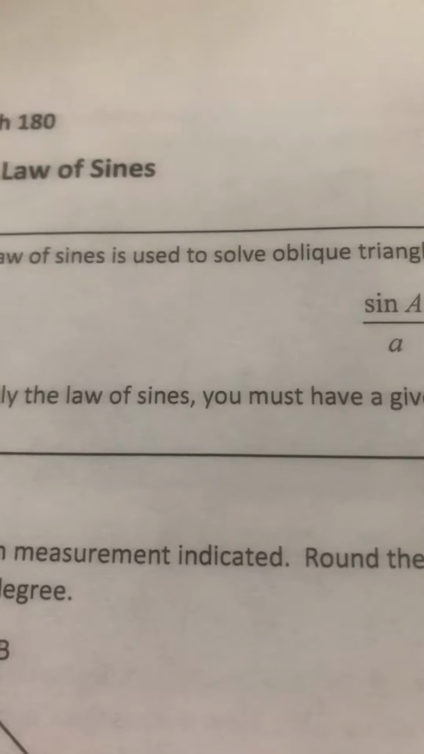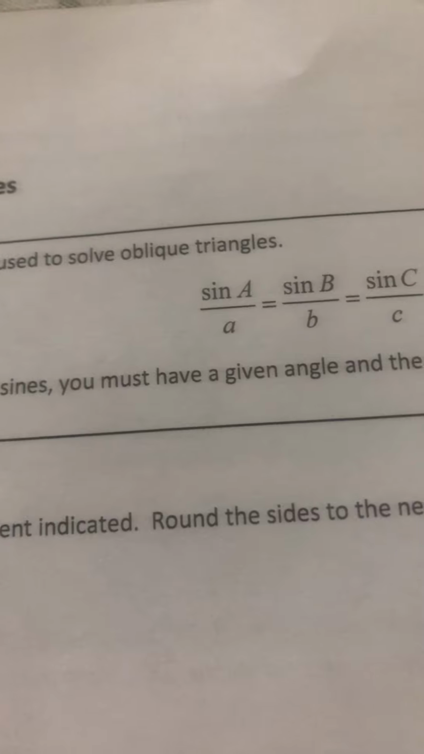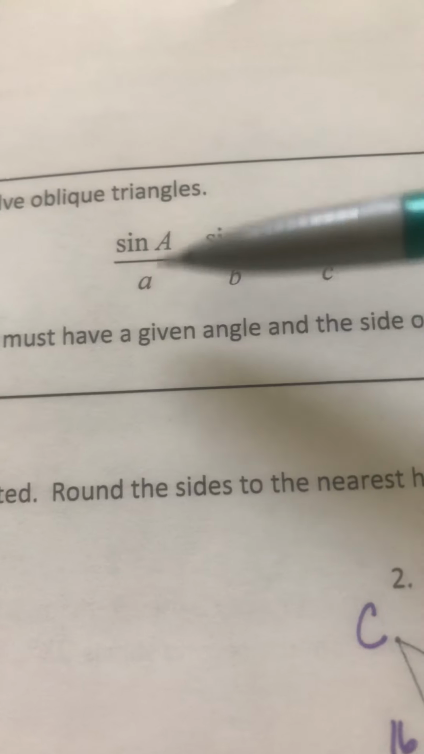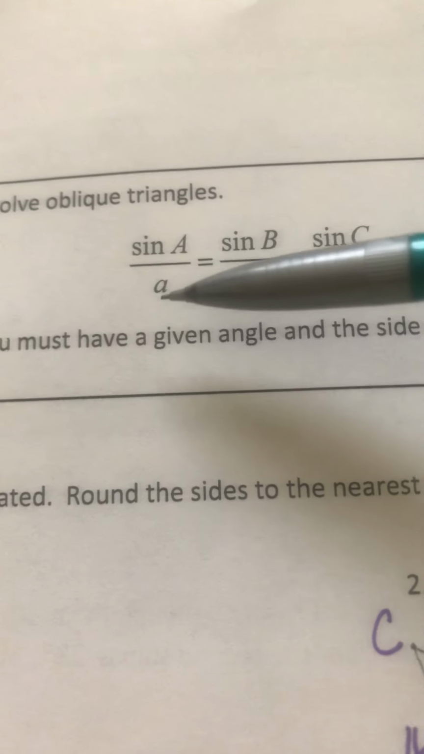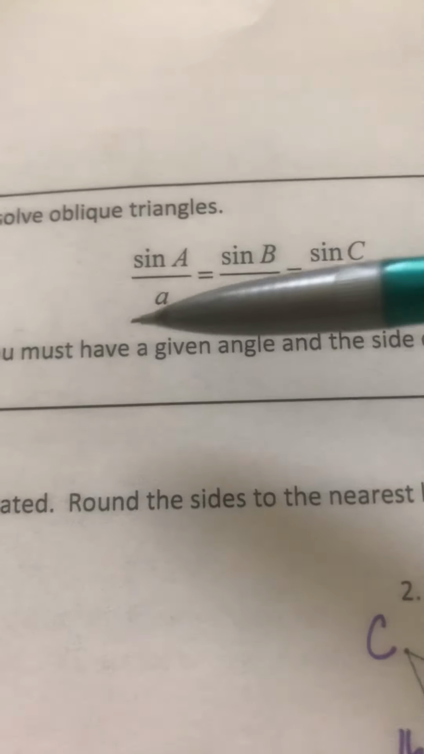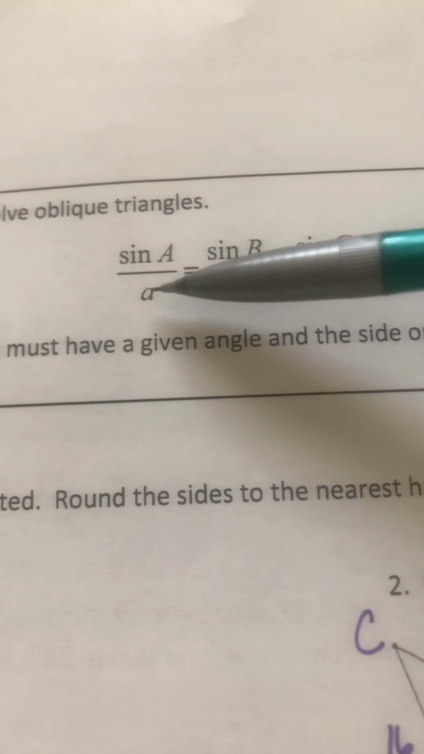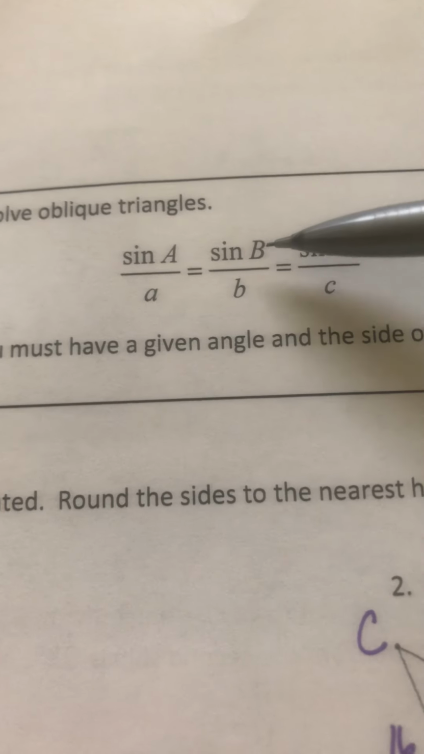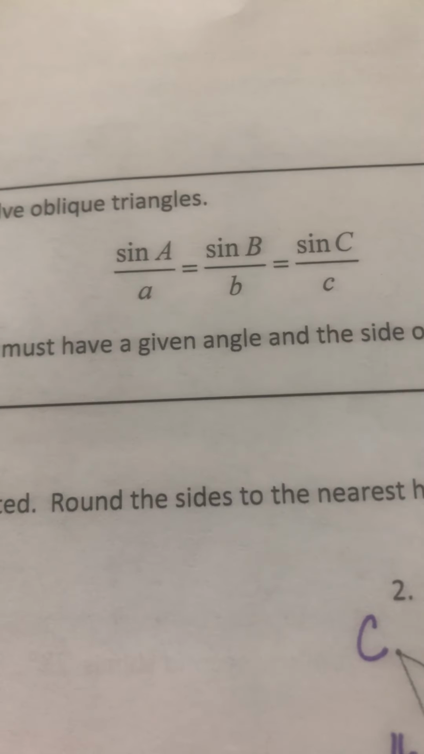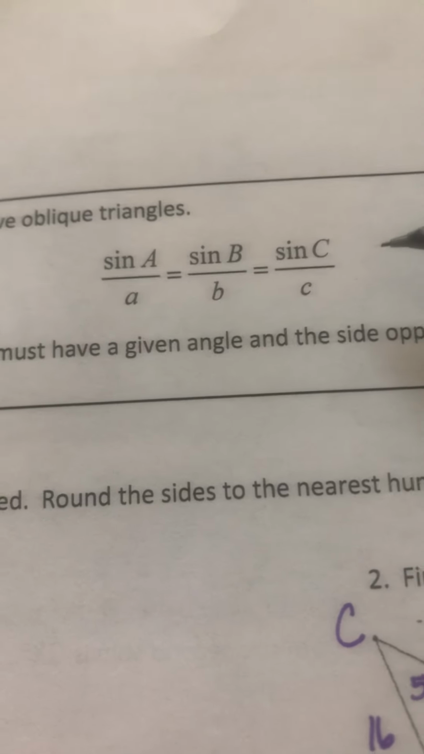So it says here that you can solve oblique triangles. Oblique triangles are any triangle that is not a right triangle. What it says is that the sine of an angle exists in a proportional relationship to the side across from it. When we use this, we typically just use 2 out of 3 parts of it. It's the sine of an angle over the side across from it, equal to the sine of another angle over the side across from it, and then it's true with the third one.